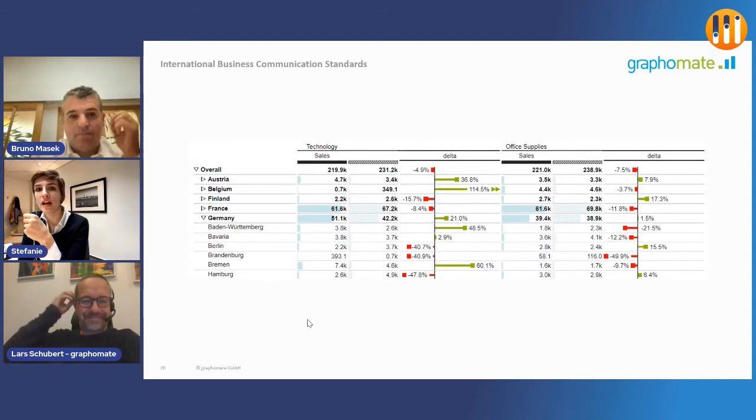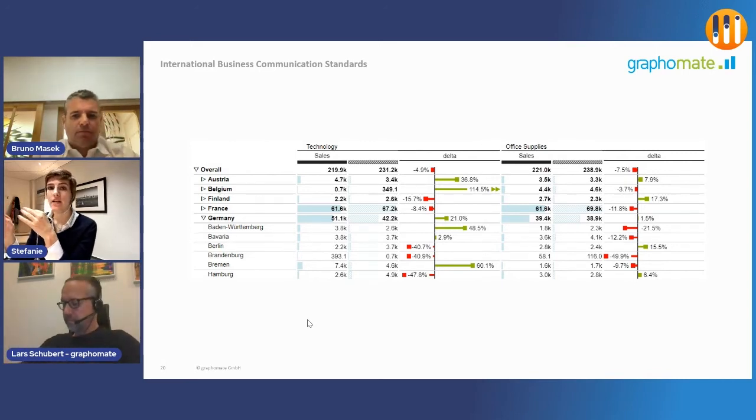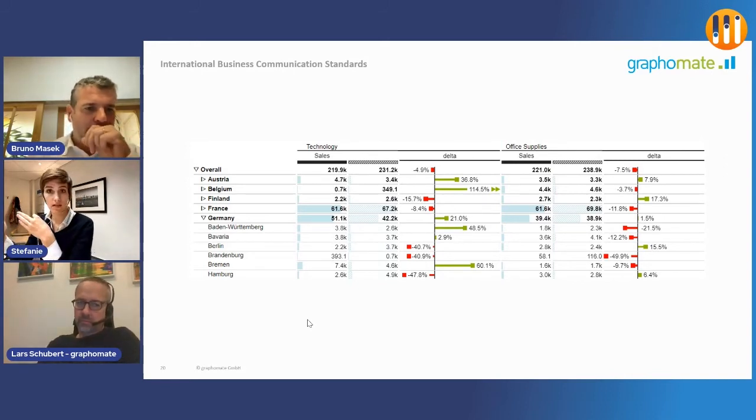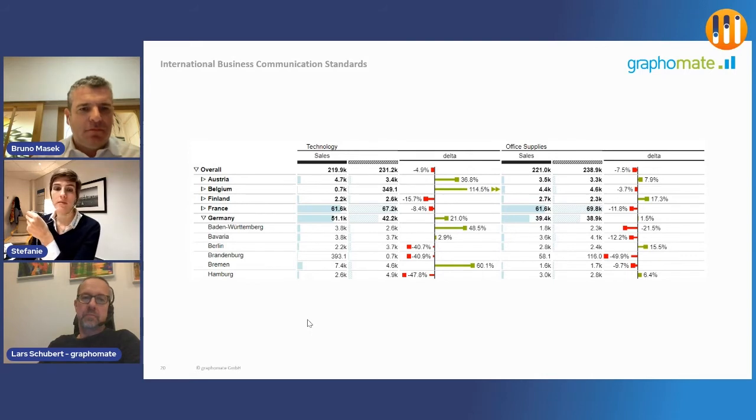Yeah, and as we already talked about charts, there's also a way to display data in tables, and I just want to give you a short overview. Here we have Graphomate Matrix as a successor of the Graphomate tables, but in general the same functionalities, and we pick up the scenarios like actual values and the forecast values, and already display the deviations.